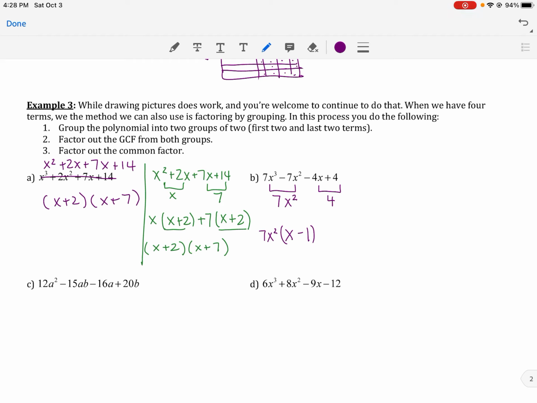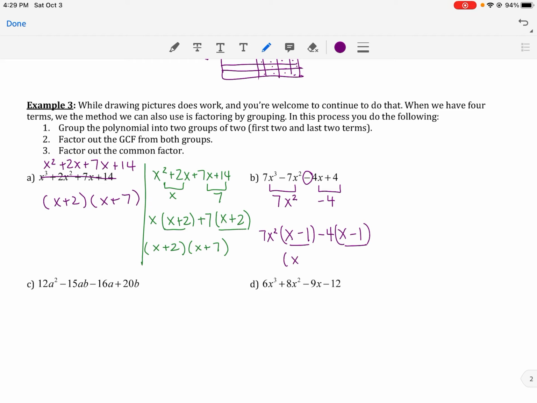This one, we do notice there's a 4. Anytime there's a negative between the two groups, we're going to also take out a negative with it. So we're going to take out a negative 4. Negative 4x divided by negative 4 is x. 4 divided by negative 4 is negative 1. And notice because we did that, these two factors match. Otherwise, we would have had negative x plus 1, so they're really similar but don't quite match. And we'd have it minus 4 this time.